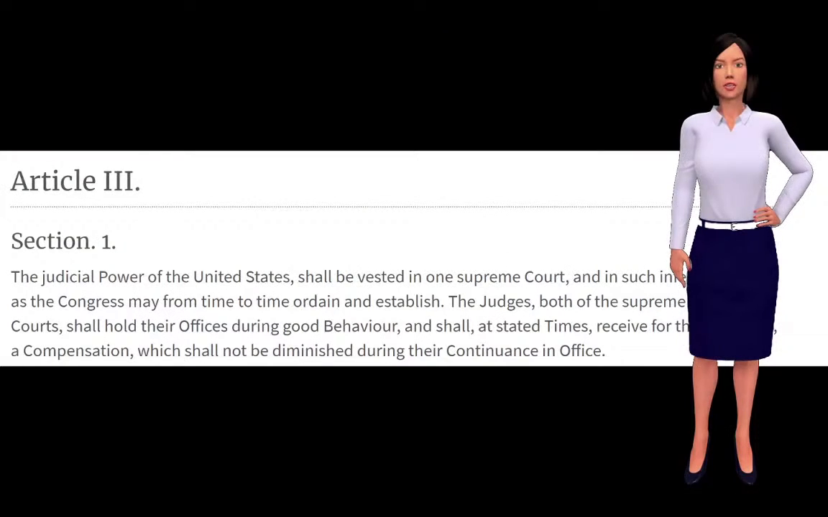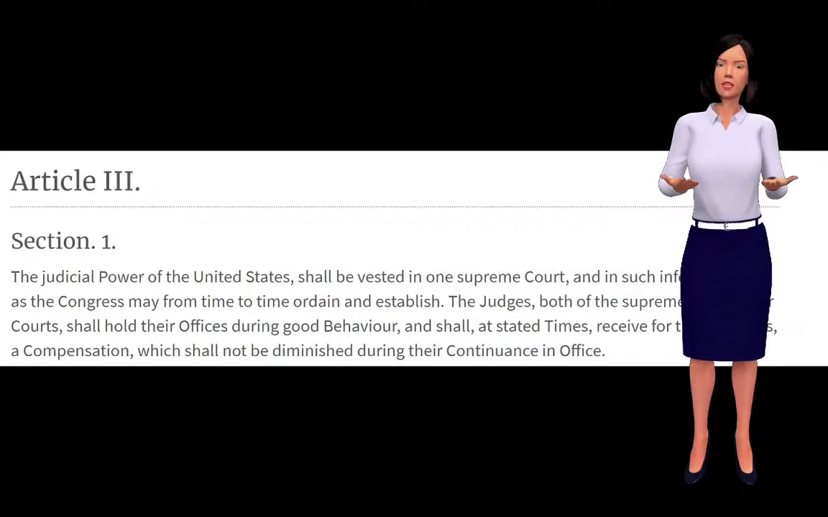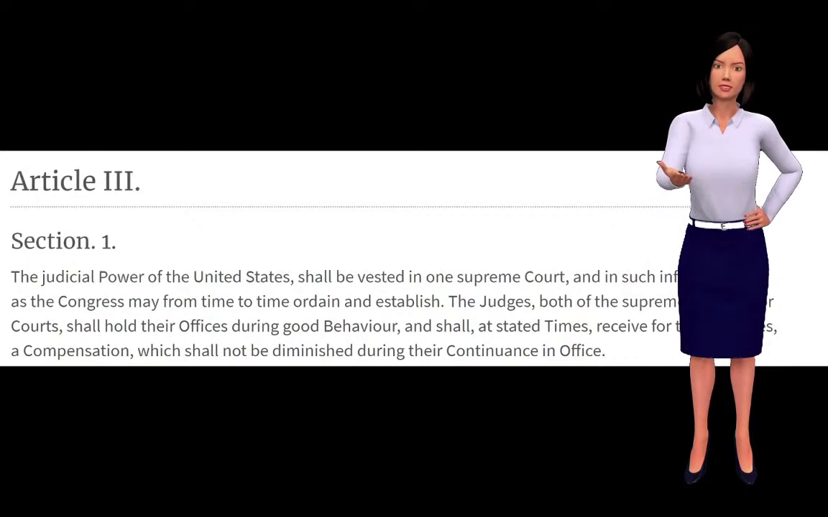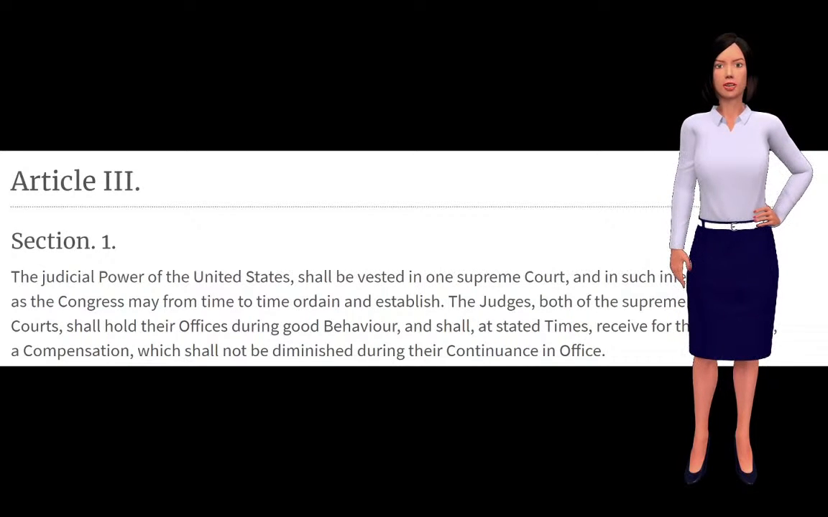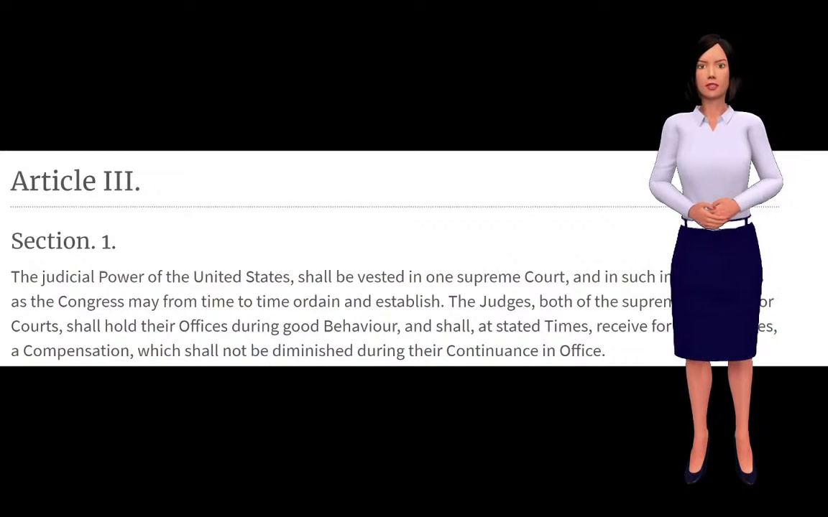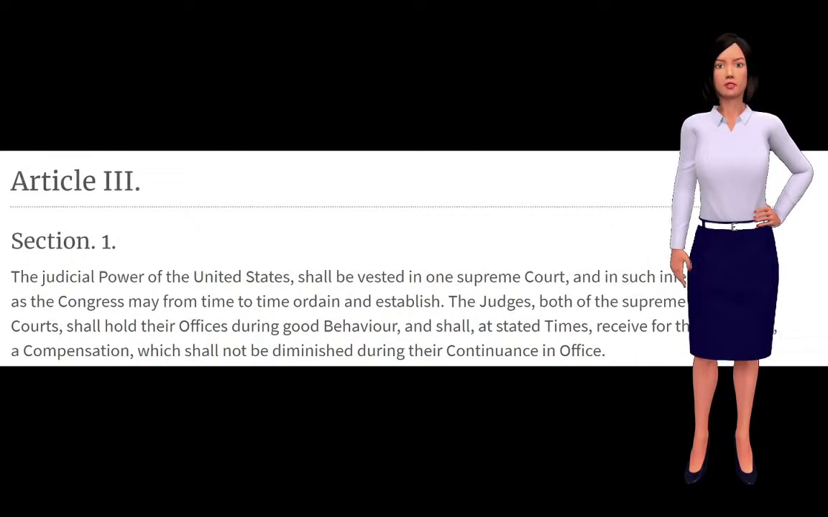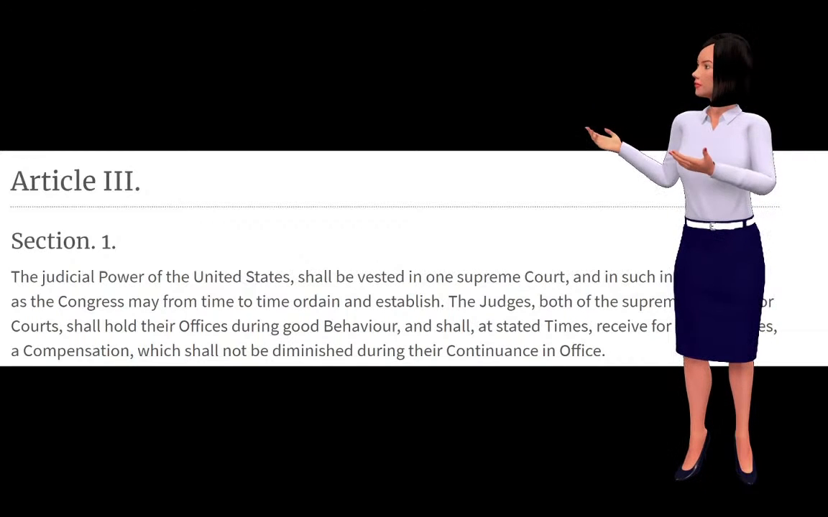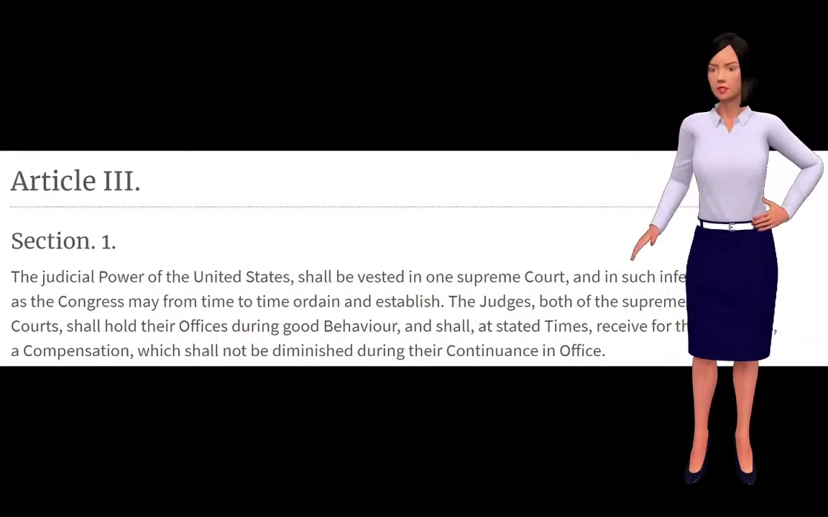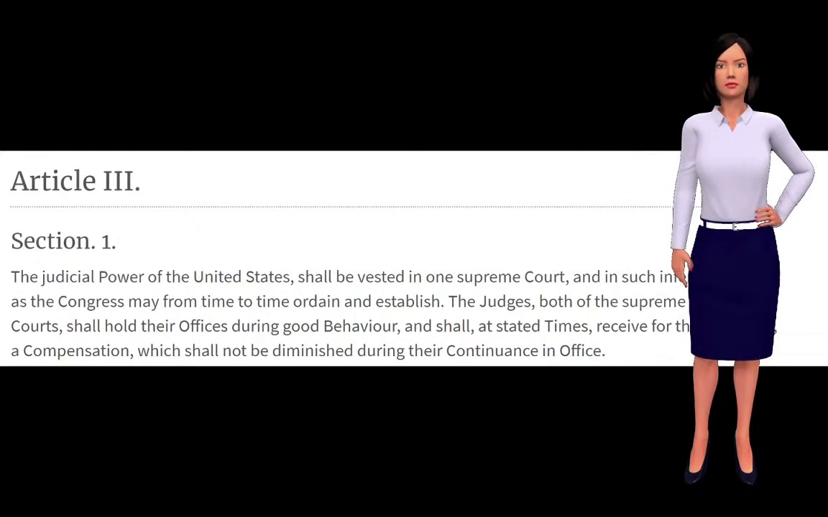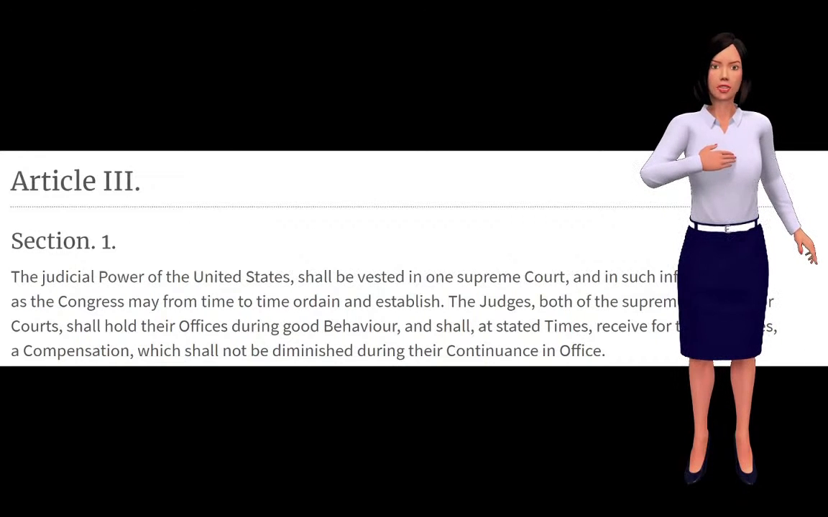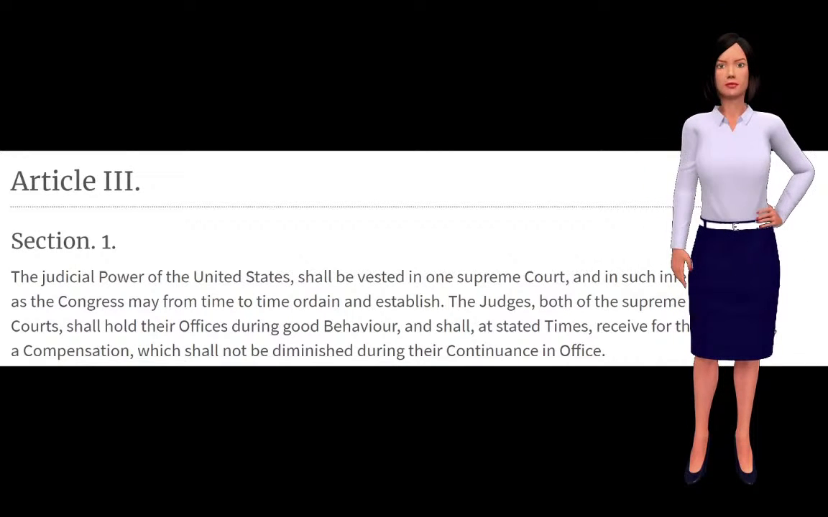Article 3's focus is the judicial branch. There are 3 sections in this article that express the powers of the courts. Section 1 states that the judicial power of the United States is given to one Supreme Court, and such inferior courts as Congress may, from time to time, establish. And, the judges shall receive a compensation, which shall not be diminished, or decreased, while they are in office.